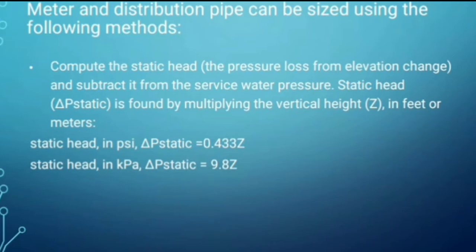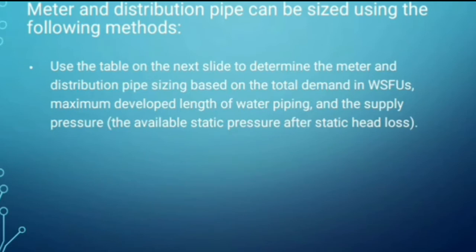Of course, compute the static head, the pressure loss from elevation change, and subtract it from the service water pressure. Static head is found by multiplying the vertical height Z in feet or meters. Static head in PSI: ΔP static equals 0.33 Z. Static head in kPa: ΔP static equals 9.87 Z.